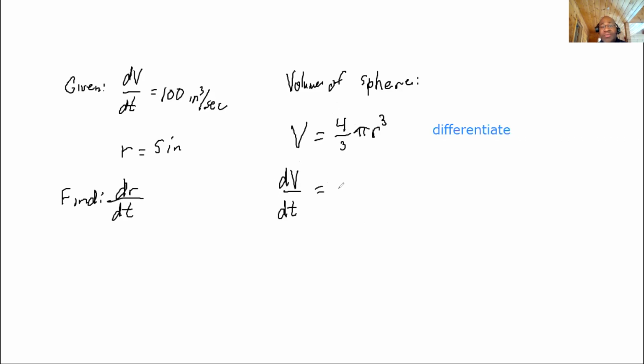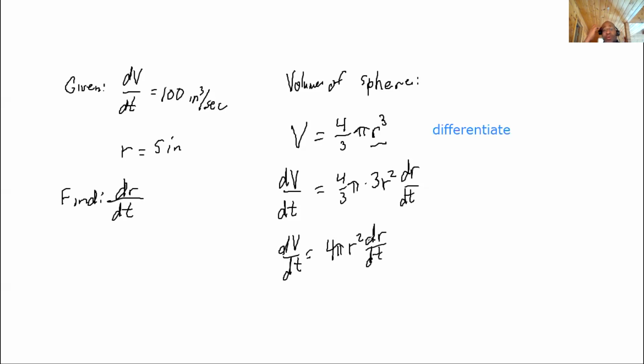And on the right side, we'll have 4/3 pi. Now those are all constants, but now we're taking the derivative of r cubed. So that's going to be 3r squared times dr/dt. Clean this up. We have dV/dt equals 4 pi r squared times dr/dt. And so now once we differentiate both sides, we see our derivative expressions dV/dt, dr/dt.